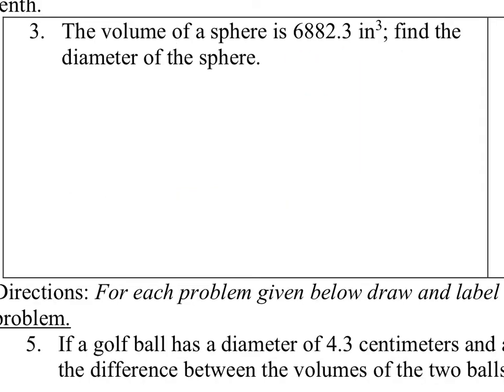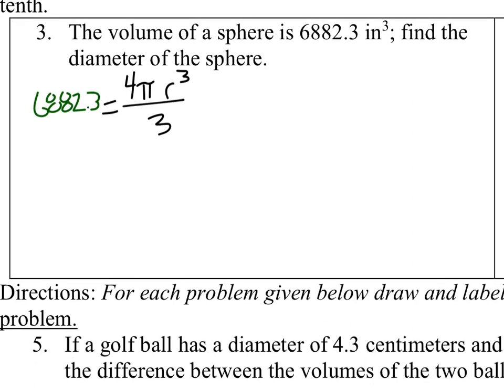So on 3, we've got to find the diameter on this one. Again, we need to look at the volume. The volume is 4 times pi times the radius cubed over 3. But on this one, they gave us the volume, which is 6,882.3. So to start this one off, I'm going to have to multiply both sides by 3. That cancels out, and I got 4 pi times the radius cubed equals, and now I'll divide both sides by 4 pi.